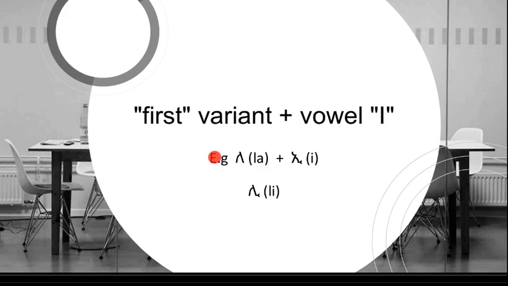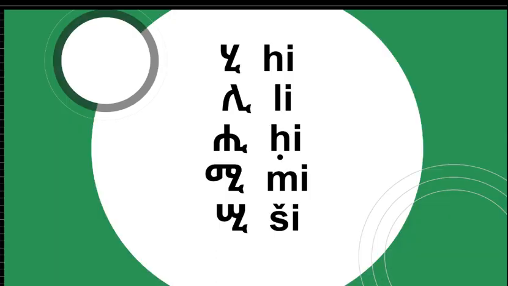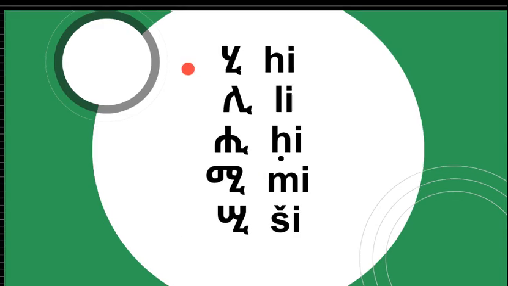For example, Le, the first variant Le, plus E, Le, E, it gives us the voice of the third variant Li. So Li is the third variant of the consonant Le. Let's pronounce all of the 26 Ge'ez third variants.